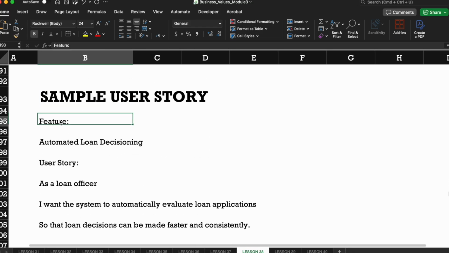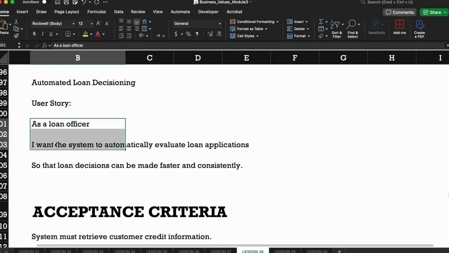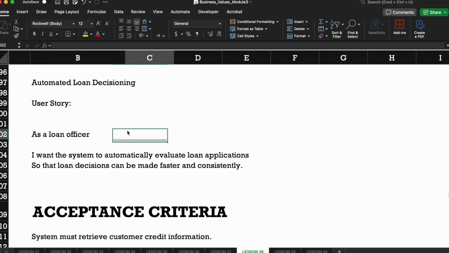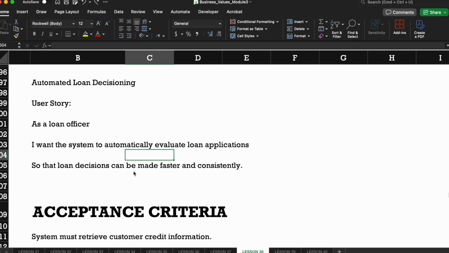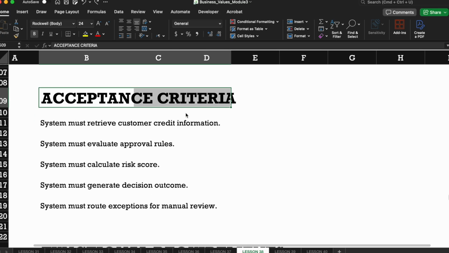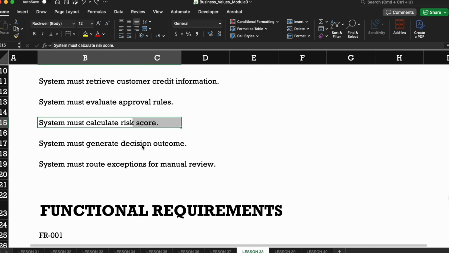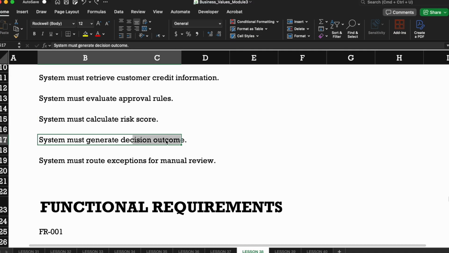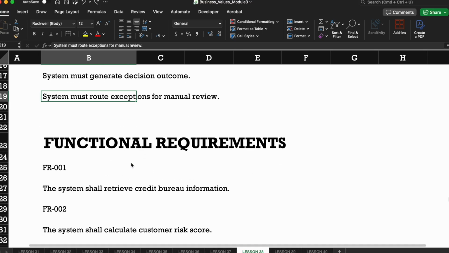Sample user story. Feature: automated loan decisioning. User story: as a loan officer, I want the system to automatically evaluate the loan application so that decisions can be made faster and more consistently. Acceptance criteria: the system must retrieve customer credit information, evaluate approval rules, calculate risk score, generate decision outcomes, and route exceptions for manual review.